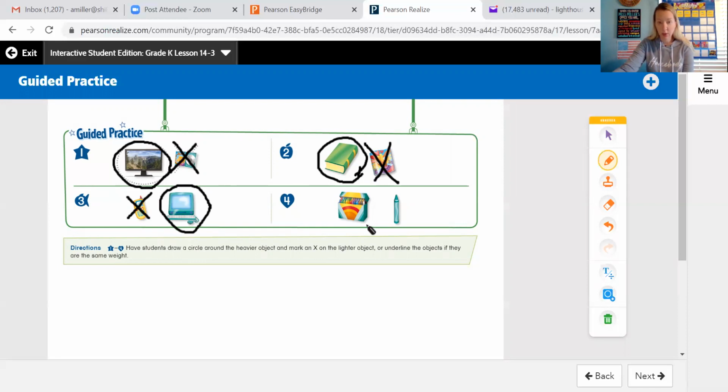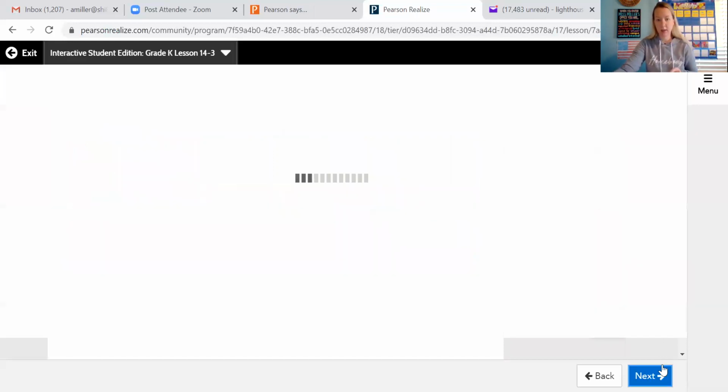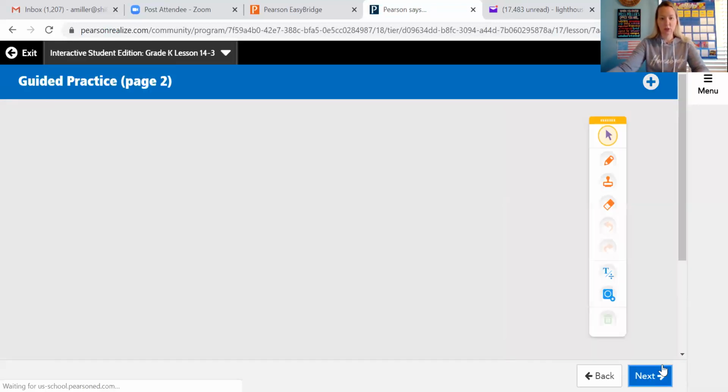All right, next up we have a whole box of crayons or one crayon. Which one is heavier? A whole box of crayons or just one crayon? If you said the whole box, you are correct. Circle the whole box of crayons. They are heavier than one crayon. Cross off the one crayon because it is lighter than the entire box of crayons. Good job. Now flip it like a pancake and move on to the next page.